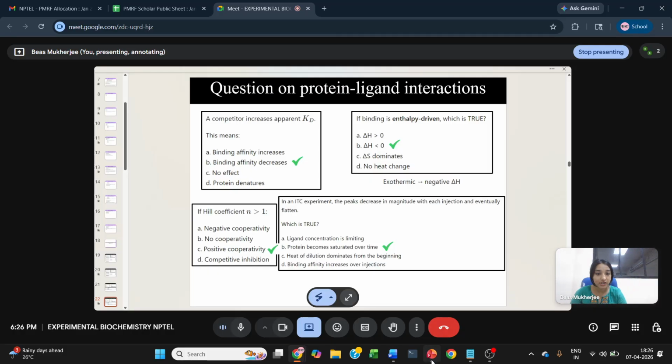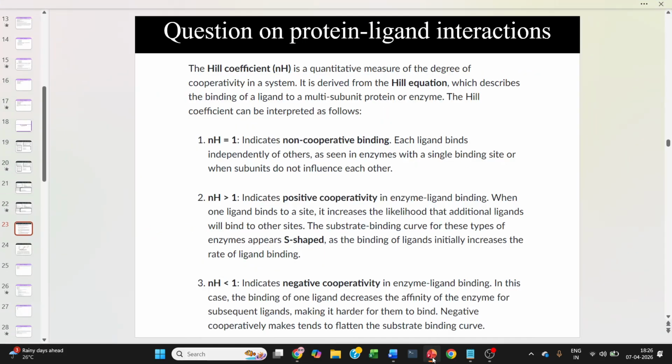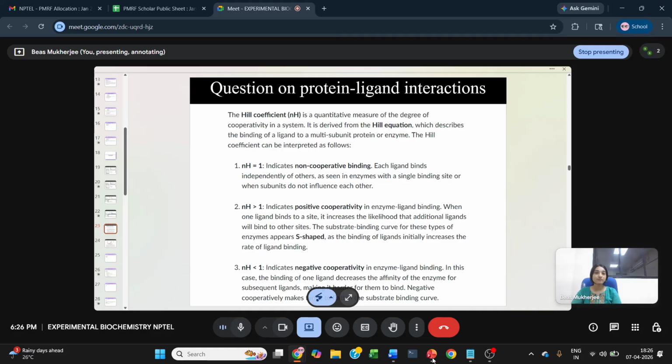So now we will see what exactly is Hill coefficient. Okay? So Hill coefficient is a quantitative measure of the degree of cooperativity in a system. It is derived from the Hill equation, which describes the binding of a ligand to a multi-subunit protein or enzyme. The Hill coefficient can be interpreted as follows. NH equals 1 indicates non-cooperative binding, so each ligand binds independently, as seen in enzymes with a single binding site, that is non-allosteric enzymes, right? Or when the subunits do not influence each other.